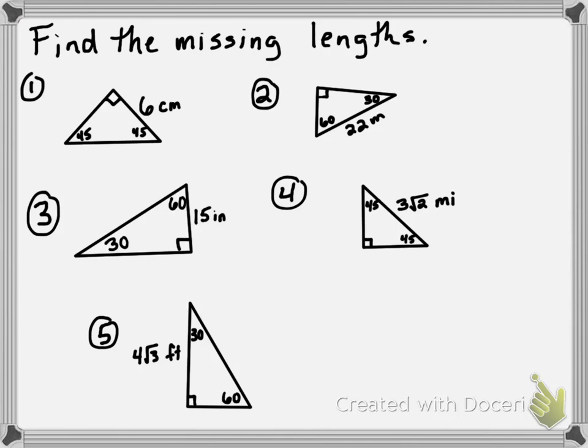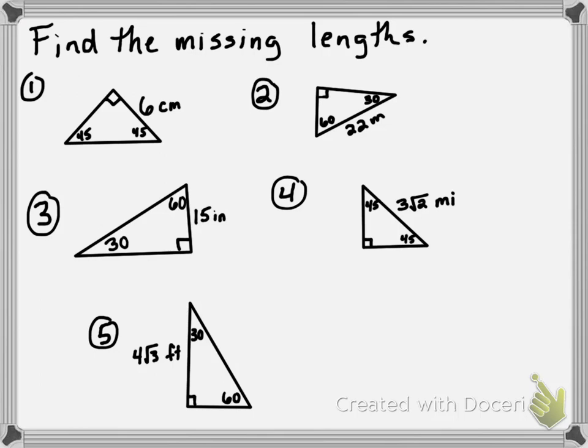Alright, so you got 5 triangles. Okay, notice this one is 45 degrees, 45 degrees, and this side is 6 centimeters. This one's 60, that one's 30, and this side is 22 meters. This one's 30 and 60, and this side is 15 inches. 45 and 45 and 3 times the square root of 2 miles. And this one is 30 degrees and 60 degrees and 4 times the square root of 3 feet. So you need to find all 3 sides of all of these triangles.